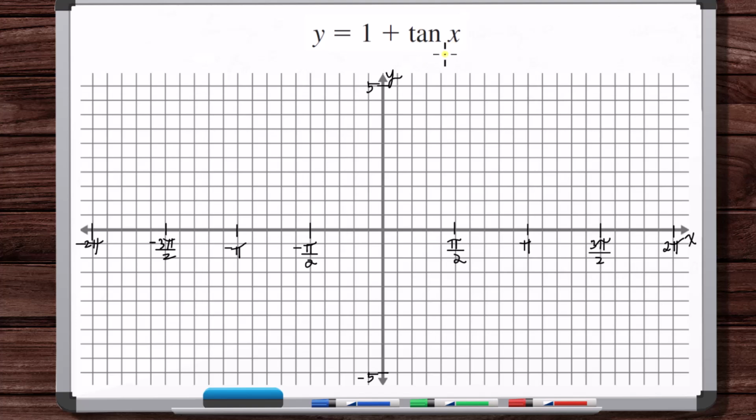Okay, so we know that tangent's period is pi, and it's centered on the origin. The period we're going to draw goes from minus pi over 2 to pi over 2. So let's put in the vertical asymptotes.